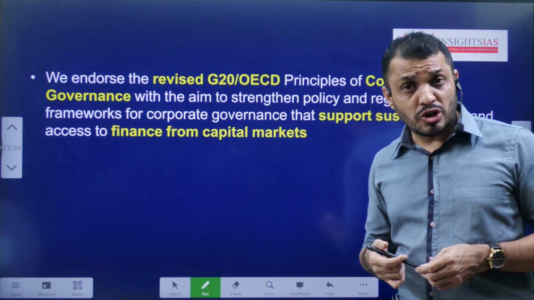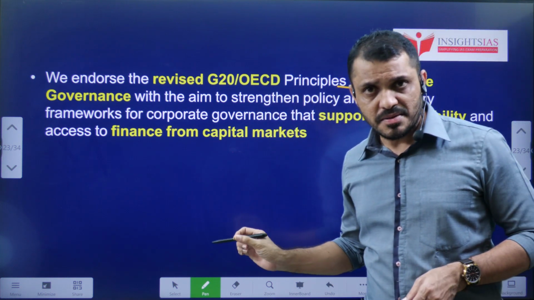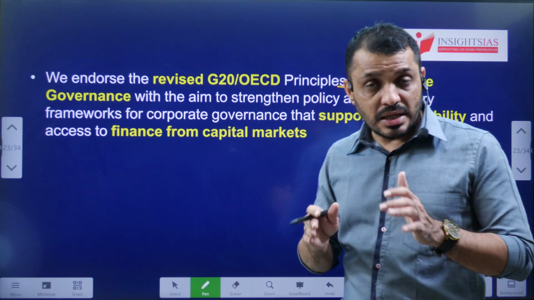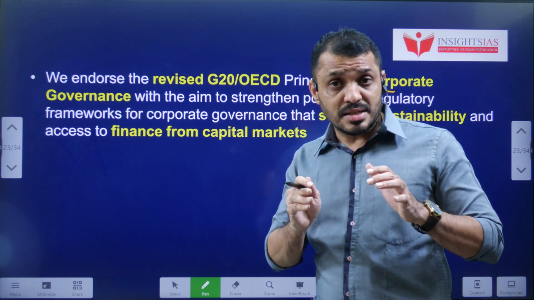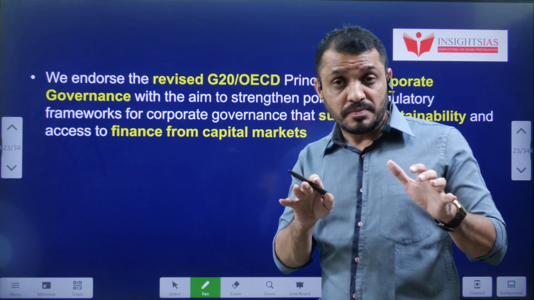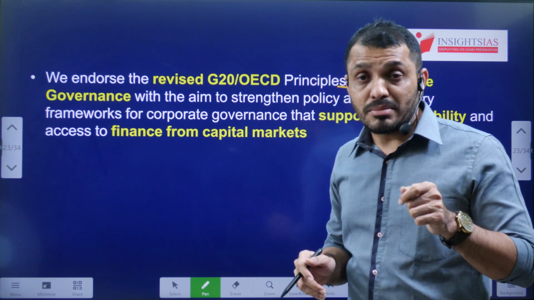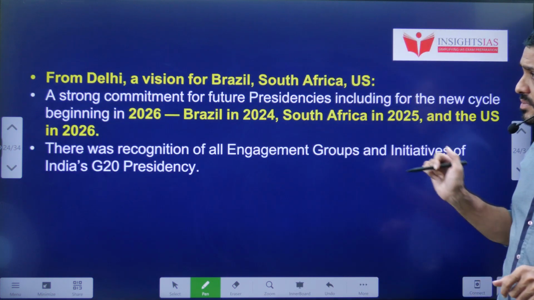They also endorsed the G20 and OECD principles of corporate governance. They try to harmonize corporate governance in companies across G20 nations, so that when corporate governance is more or less streamlined across the nations, those companies can raise capital easily from the capital markets. So this was the 10th one.